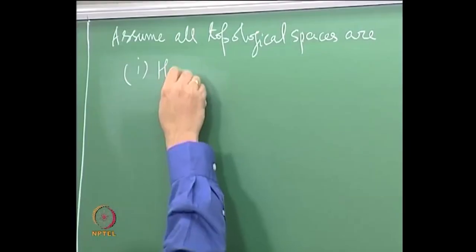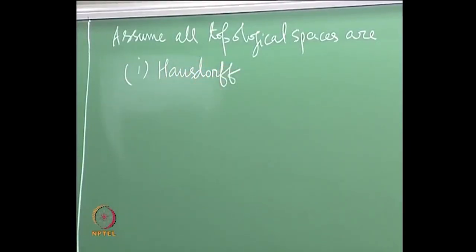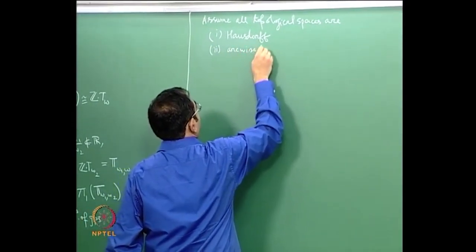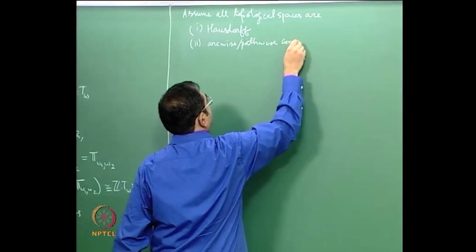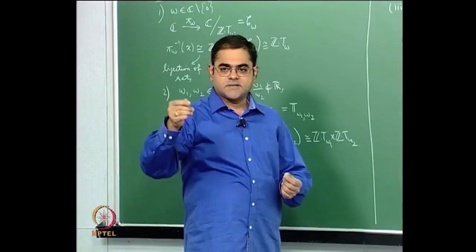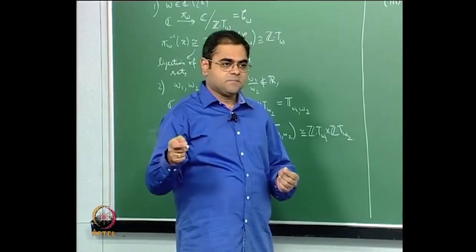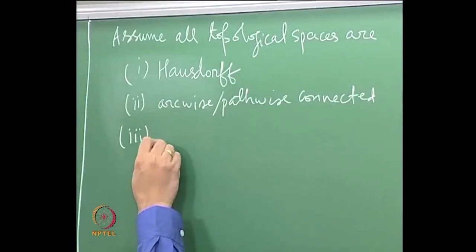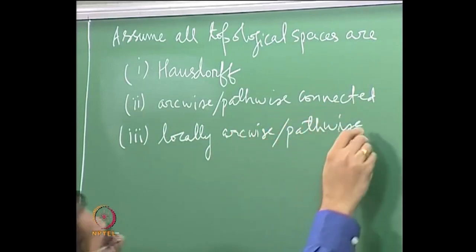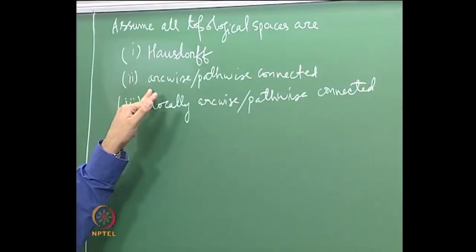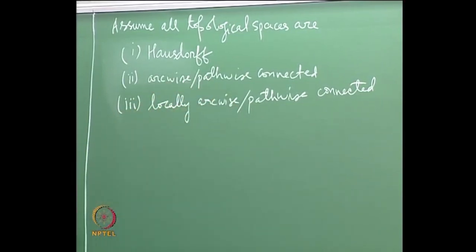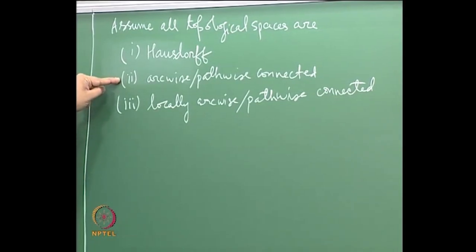Number one, Hausdorff, which is essentially that any two distinct points can be separated by disjoint open neighborhoods. Number two, arcwise or pathwise connected. If you recall, arcwise or pathwise connected means that any two distinct points can be connected by a continuous image of a closed interval. Number three, locally arcwise or pathwise connected. A weaker condition than 2 is just assuming connectedness. If you assume arcwise or pathwise connected, it implies that it is connected. So a weaker condition for 2 would be connected. And whenever we can assume that, I will make a mention of it.